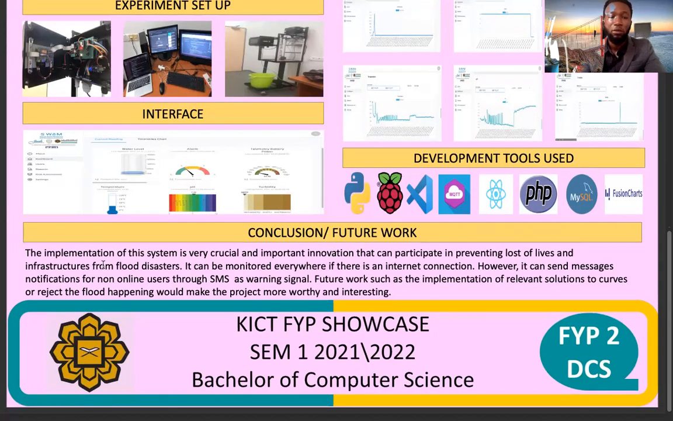So in conclusion, the implementation of this system is a very crucial and important innovation that can help prevent loss of lives and infrastructure from flood disasters. It can be monitored from everywhere if there is an internet connection. However, it can also send message notifications to offline users through SMS as a warning signal. For future work, the implementation of relevant solutions to curb or prevent the flooding would make the project more worthy and interesting.